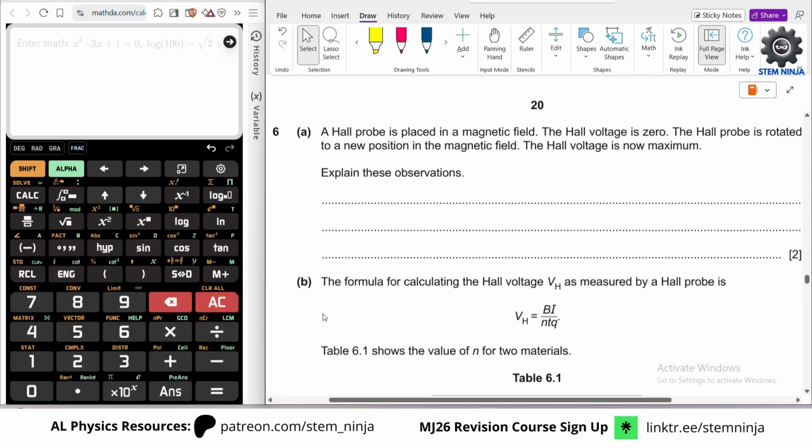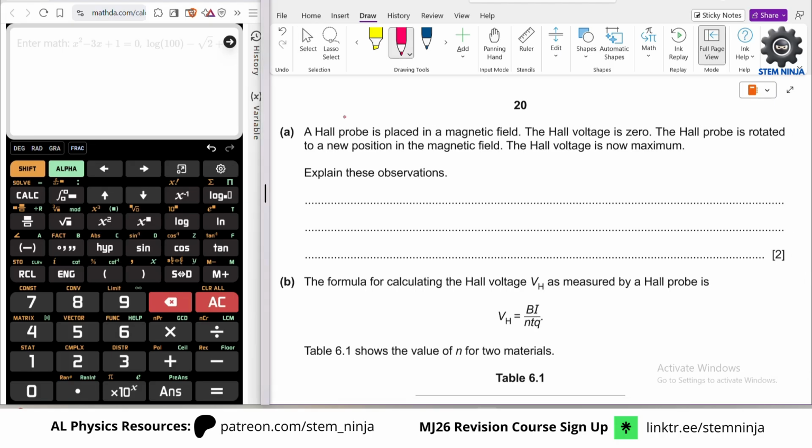Question number 6. A Hall probe is placed in a magnetic field. Hall voltage is 0. Hall probe is rotated to a new position in the magnetic field. The Hall voltage is now maximum. Explain these observations. Now this is an important point for paper 5 also. So when the magnetic field is parallel to the Hall probe plane, it will register 0, and when it is perpendicular, it will register maximum. So that's why in paper 5 wherever we are using a Hall probe, we rotate that Hall probe to make sure we have the maximum value.